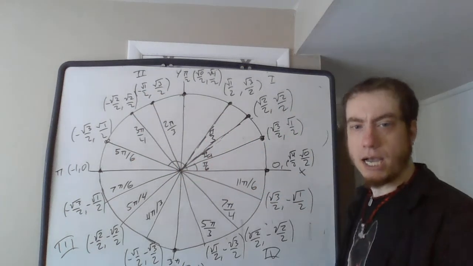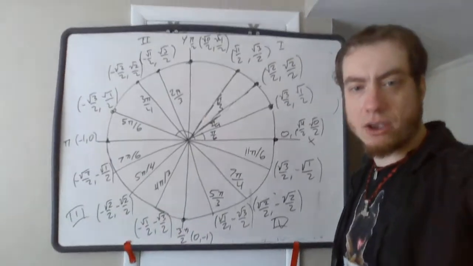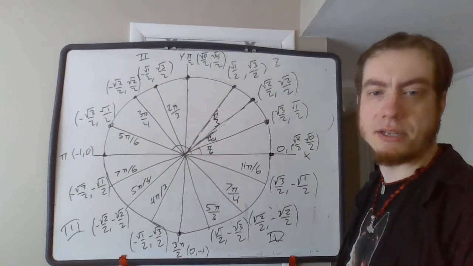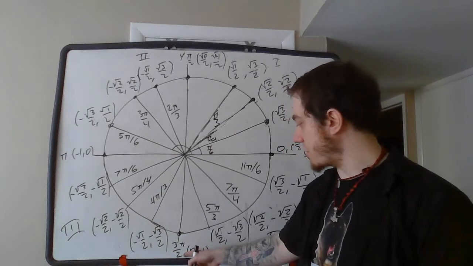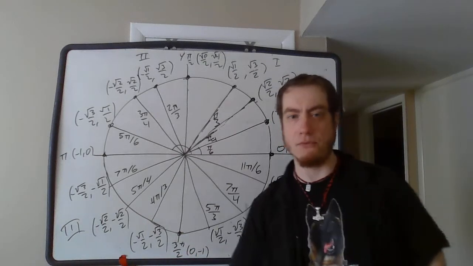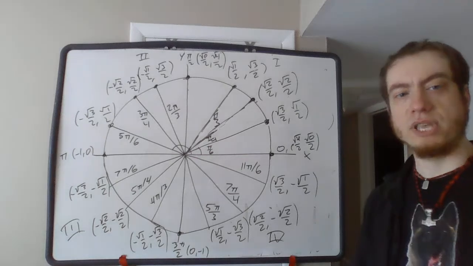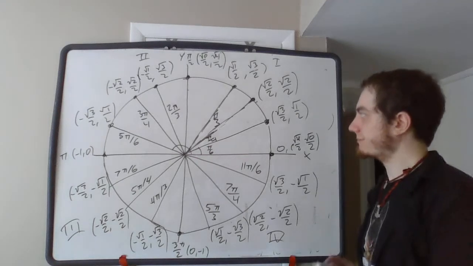Okay. I just realized that you can't quite see the bottom here. I think I knocked into the camera at one point. I apologize for that. Fortunately, you were just missing the 3 pi over 2, 0, comma, negative 1 here. So hopefully that wasn't too confusing for you.